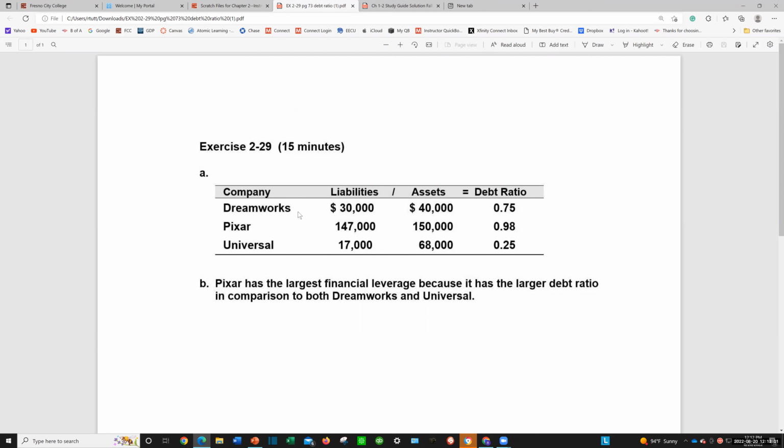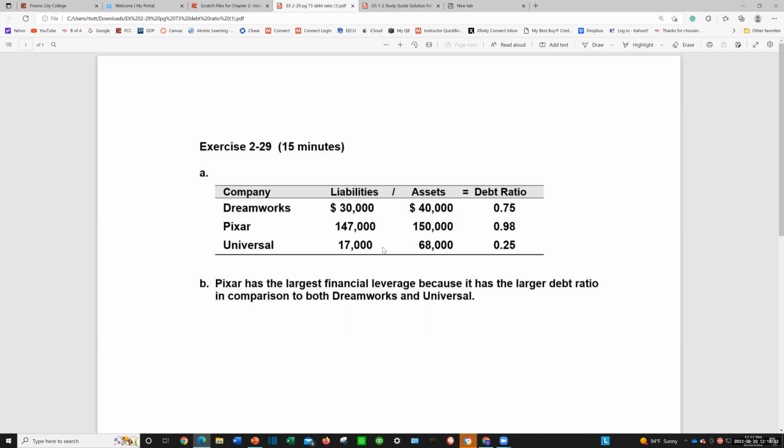So DreamWorks has total liabilities of 30,000, assets of 40,000. So their debt ratio is 0.75. Look at Pixar. Wow. Liabilities are 147, assets are 150. So 147 divided by 150, that's pretty high, man. Your liabilities are almost equal to your assets. That's pretty risky, I would think.